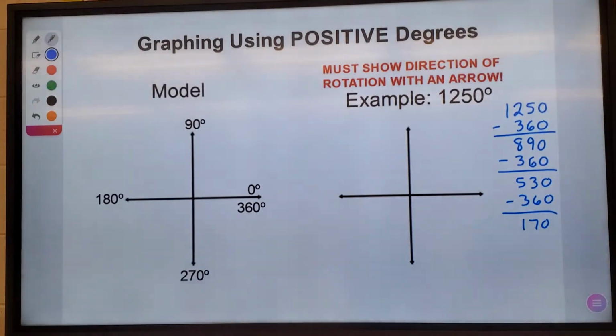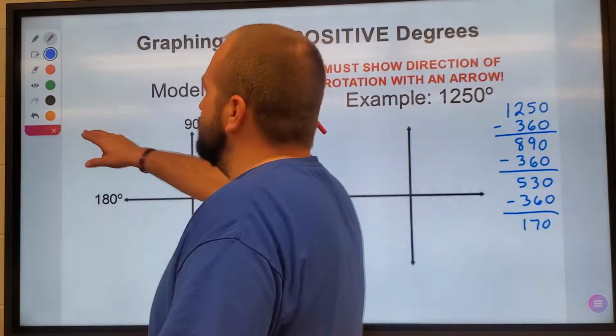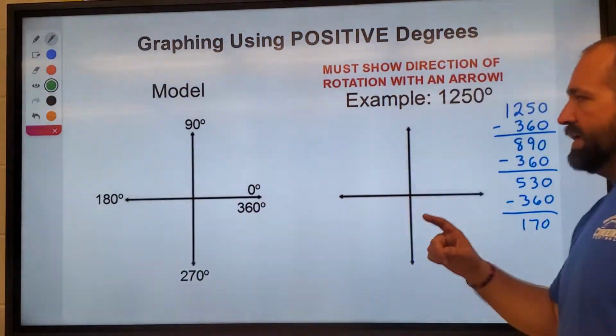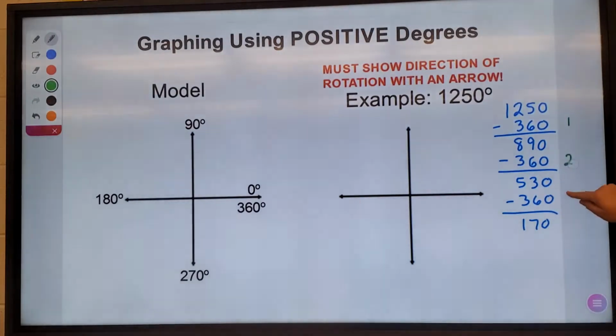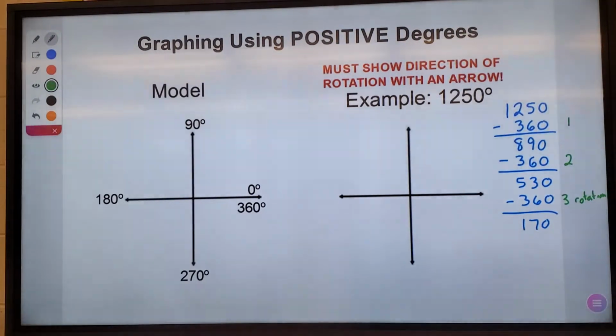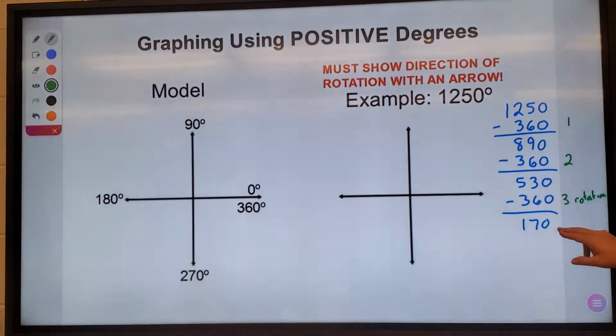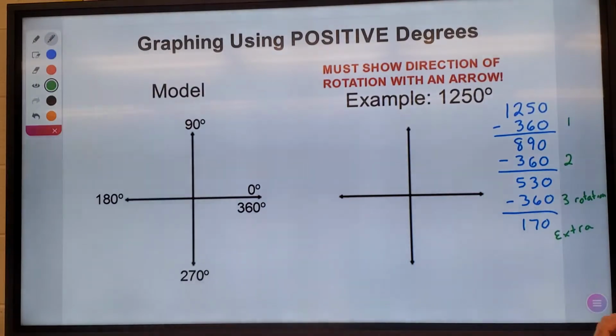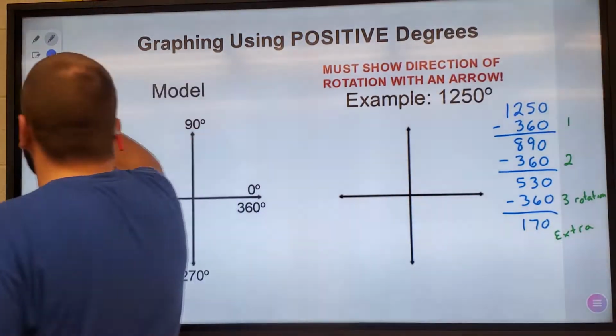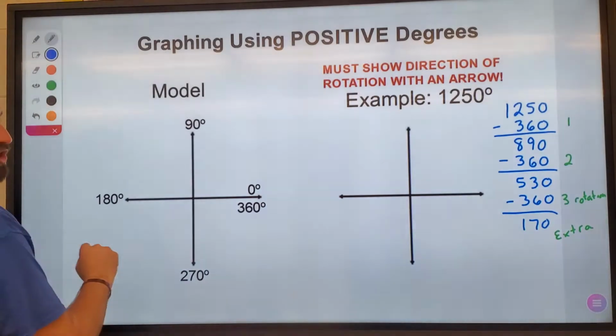So then I'm going to look at what I did, and I'm going to analyze. I have subtracted 360 1, 2, 3 times. Those are 3 full rotations, and then I have the extra. So the extra is what you're going to graph as far as your terminal side goes.